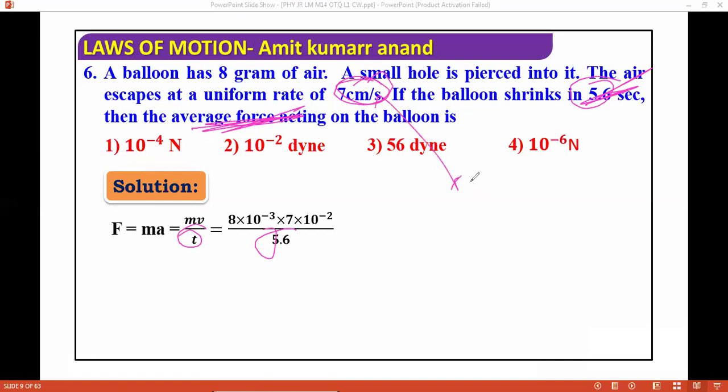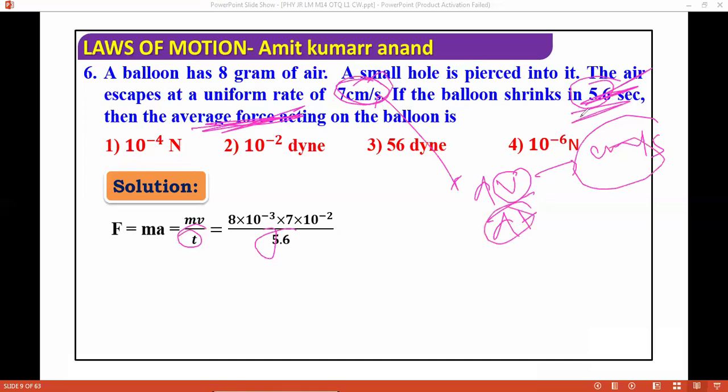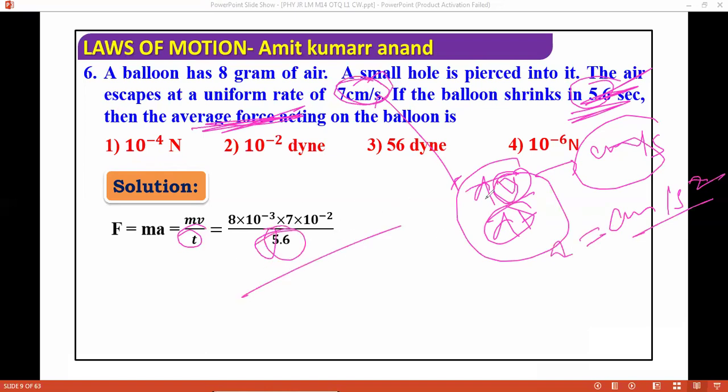dV by dt. See, the dV by dt unit: here V is centimeter per second, so we need to put time. Putting time is important over here. If you take the unit of dV by dt, it will come centimeter per second square, because this is acceleration, so you need to divide by 5.6. Once you divide, you will get the answer. After calculation, it will come 10 to the power minus 4 Newton.